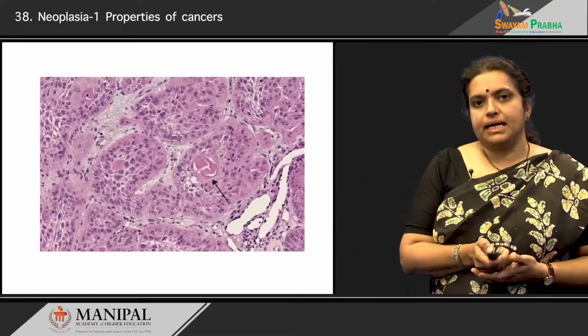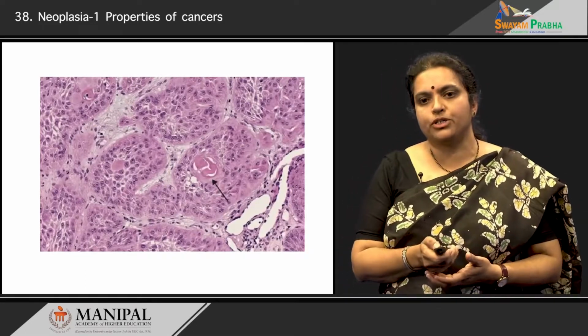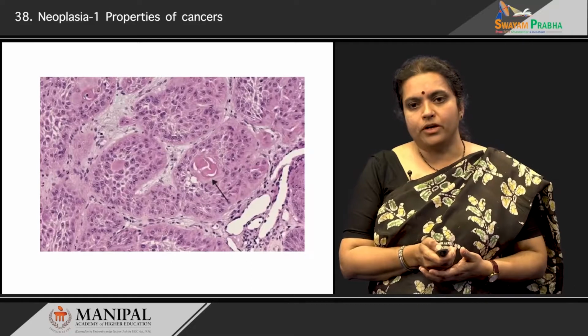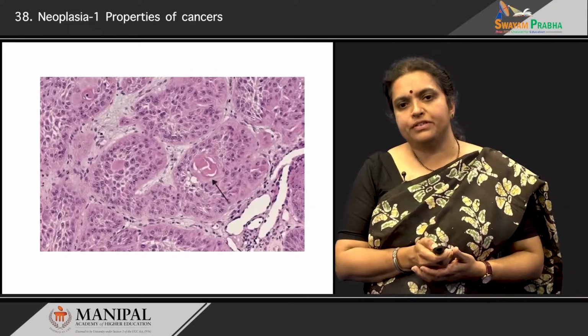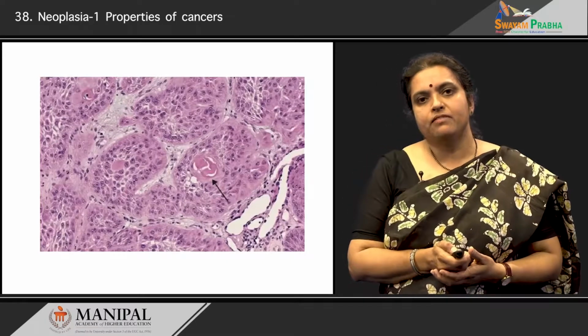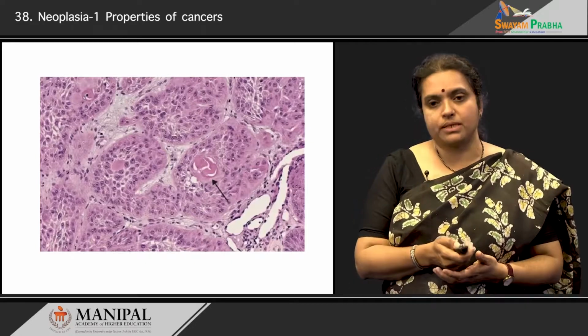Let me give you this example. This slide shows the same squamous cell carcinoma I talked about, and the arrow points towards keratin. So, it is a reasonably well differentiated squamous cell carcinoma, which has retained the functional properties, and which is why it is producing keratin.